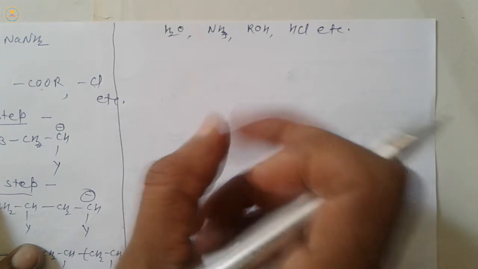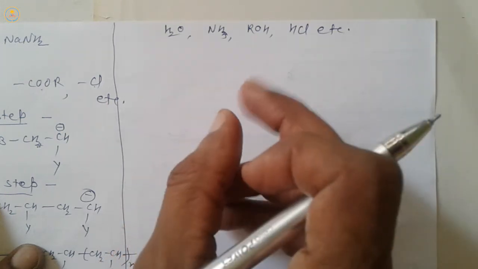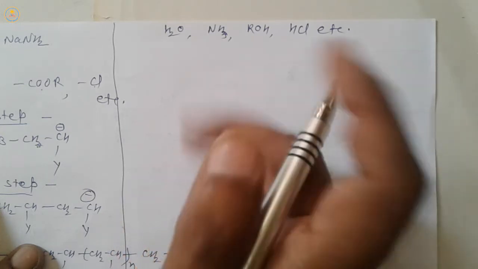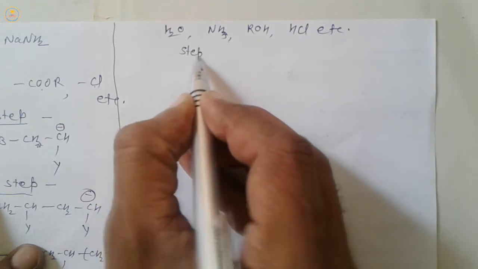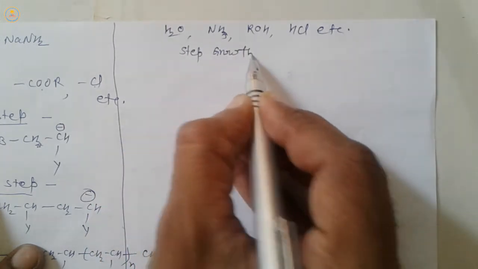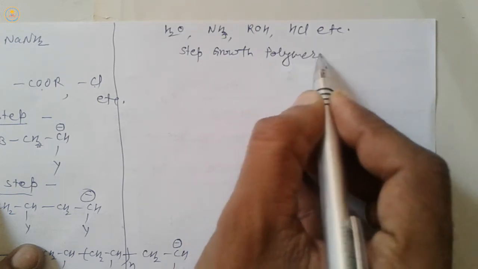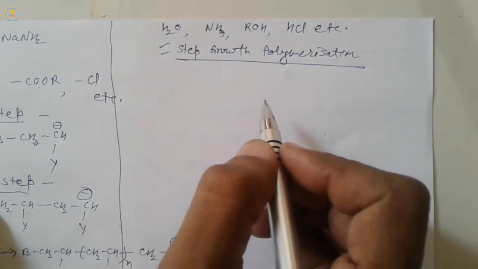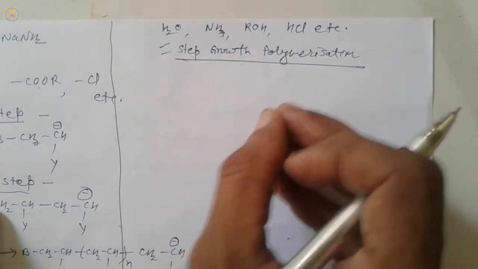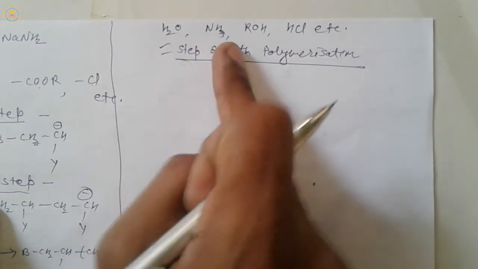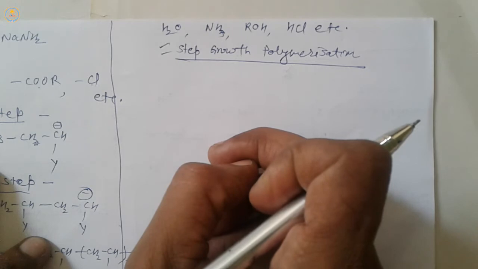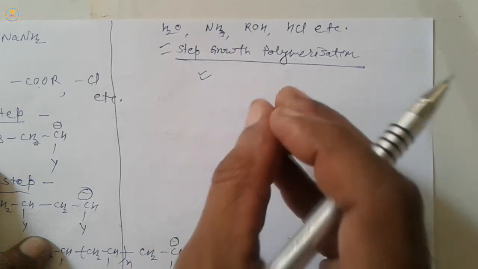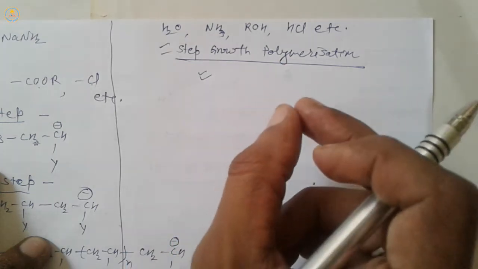This reaction is completed in steps one after another. So this polymerization is also called step growth polymerization, very important. In this, a small molecule is eliminated in each step, and the product is also a bifunctional species, very important. The product is also a bifunctional species.